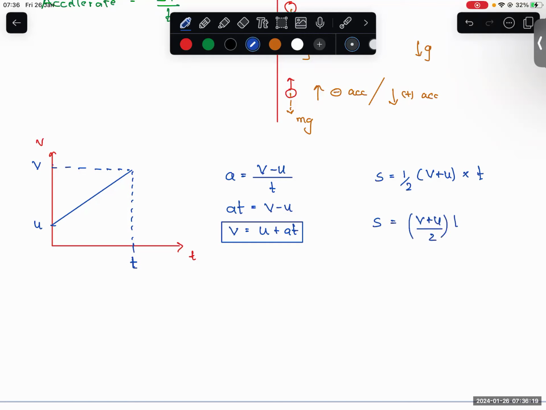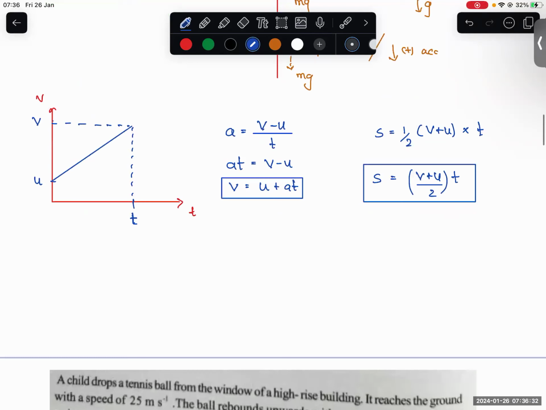into t. So this is another equation. Let's call it a second equation. So now there are two more equations to derive. So can you all come up with an idea to derive those equations? Any ideas? You guys have to do this now.